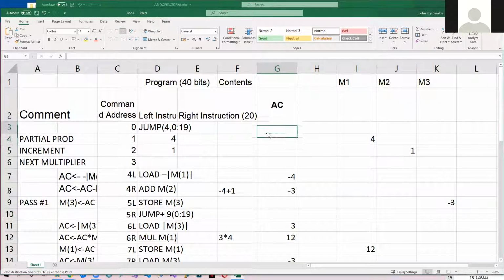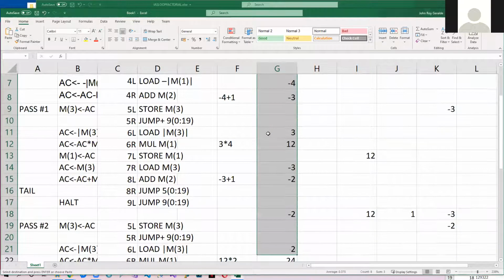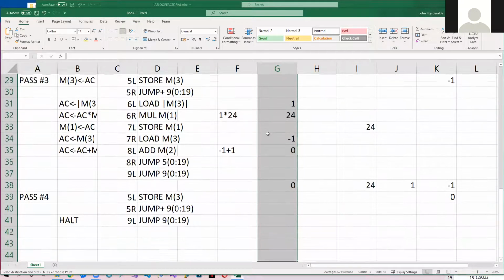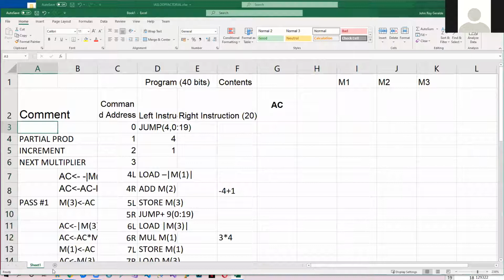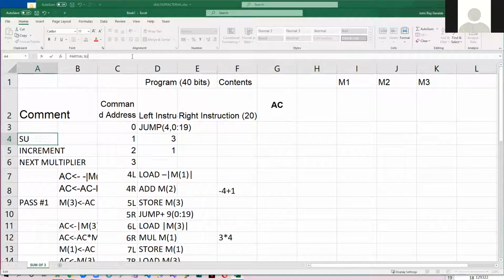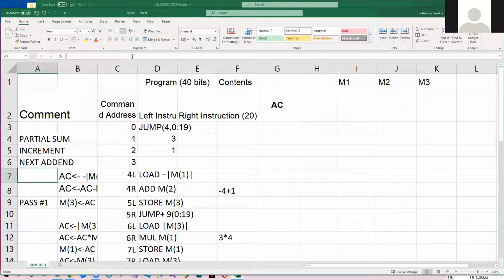Let me just erase this. Sum of the first n numbers with summation. Three numbers, so we'll have it here as 3. Remember that this is no longer our partial product, but our partial sum. And then this will be our next addend. We follow? If you've gone through the exercise, it must have been easy.